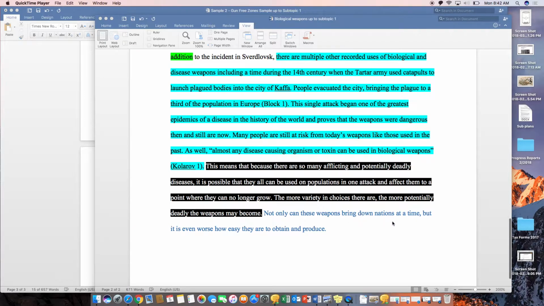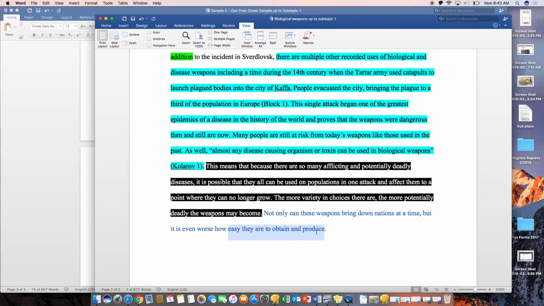Not only can these weapons bring down nations at a time, but it is even worse how easy they are to obtain and produce. So his first subtopic was about bringing down nations all at a time, right? Killing large populations. His second is about how easy they are to obtain. So he found a way to combine subtopic 1 with subtopic 2 without saying the same exact words.